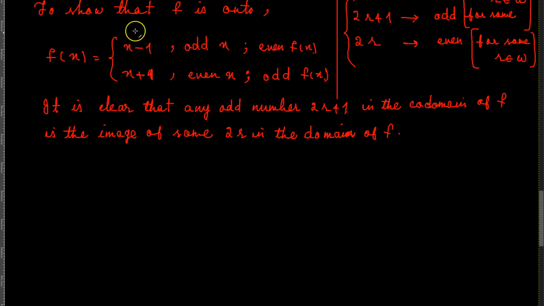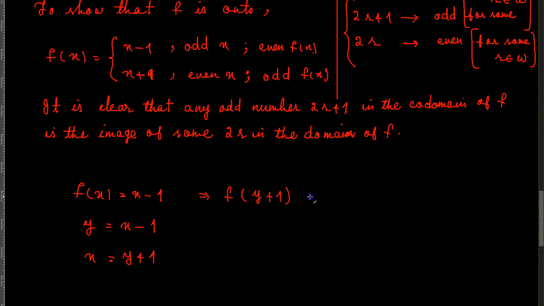And we are talking about this class here, meaning that I can write f of x is equal to x minus 1. Here x is odd, the output is going to be even. Now if I take some arbitrary member of the range of this function as y, then y is equal to x minus 1, which means x is equal to y plus 1. So if I write f of y plus 1, that gives me y plus 1 minus 1, which is equal to y.